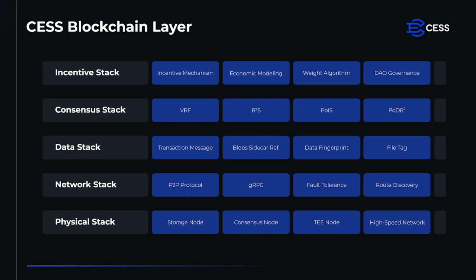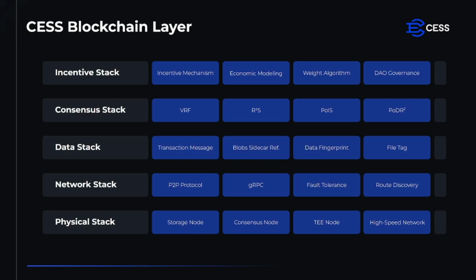Starting from the bottom, we have the physical stack. The physical stack offers three important types of global resources: computing, network, and storage. Computing resources handle performance and task scheduling, primarily managed by the consensus node and the Trusted Execution Environment, or TEE node. Network resources ensure efficient and high-speed communication, managed by the content delivery nodes, and storage nodes provide reliable data storage.